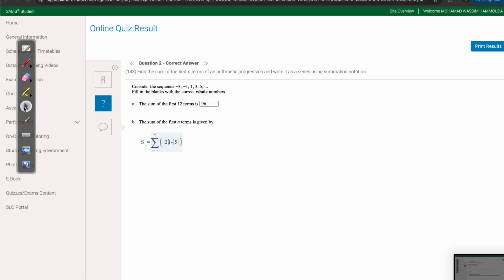Now for the last part, the sum of the first n terms is given by, look, here when they say summation, that means the sum of something. The sum of the first n terms, which means the sum of the terms. So we just want to find the rule of the terms. Simply, any term in the arithmetic sequence is a1, the first term, plus n minus 1 times d.